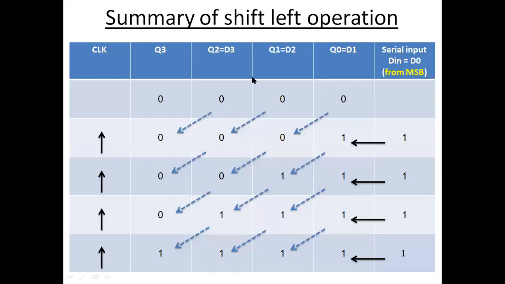So this is a summary of shift left operation. First, initially we assume that all the flip-flops are in reset position, 0, 0, 0, 0. Then first data is entered, so Q0 will be 1, and then another 1 is given to Q0, and the Q0 data will transfer to Q1. Another clock pulse we apply after application of another bit 1, so data will be transferred to the left side, and after application of the 4 clock pulses, all the outputs Q0, Q1, Q2, Q3 will be 1111.